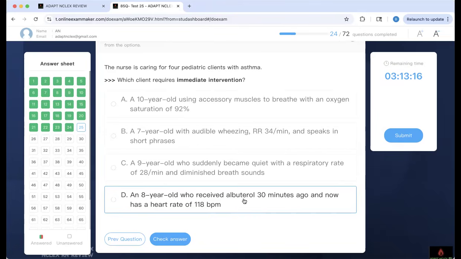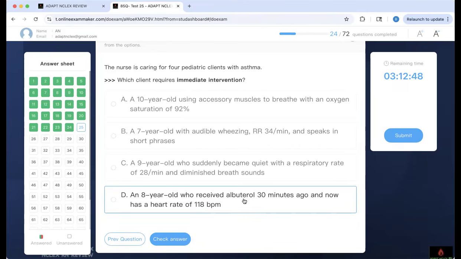Can't complete the sentence. A 9-year-old suddenly becomes quiet. Asthma patient getting quiet. Now he has what? Respiratory rate of 28 and a diminished breath sound. An 8-year-old, you gave albuterol 30 minutes ago, and now heart rate is what? 118. What do you think? Who is in trouble? Who do you want to see first? Who do you want to intervene with because they're having a problem? This is risk reduction.